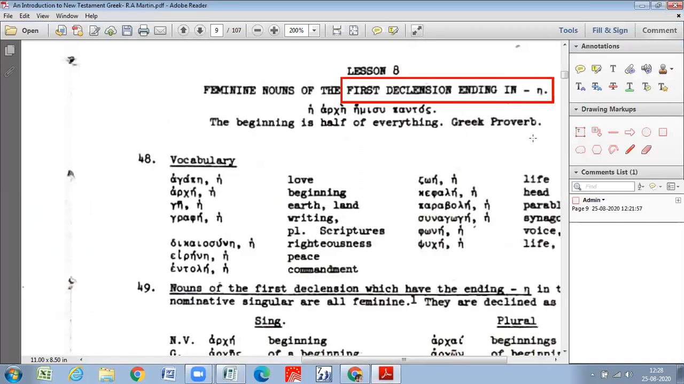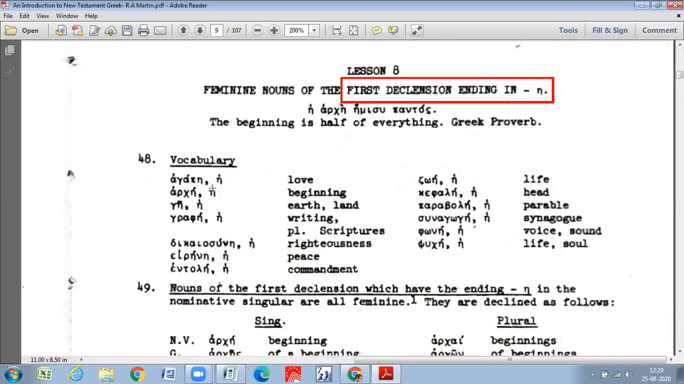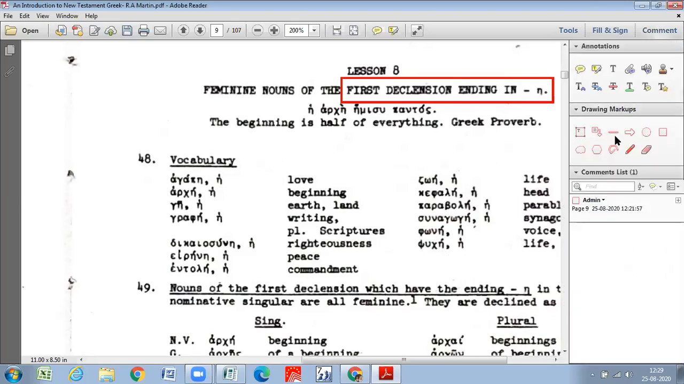If you look at all your vocabulary, it ends in eta, eta, eta. Are you able to see? So let me read the vocabulary. Agape, arche, ge, graphe, dikaiosune, eirene, entole, zoe, kephale, parabole, synagoge, phone, psyche.